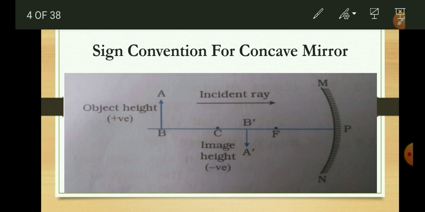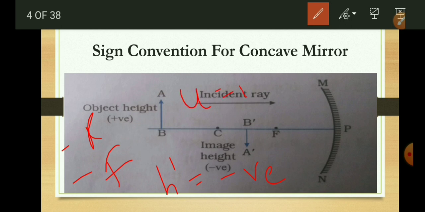So I think it is clear to you that in case of concave mirror, radius of curvature will be negative, focal length will be negative as it lies in front of pole towards the left side. If the image is real and inverted, then h dash will be negative, and object distance will be always negative. U will be always negative.